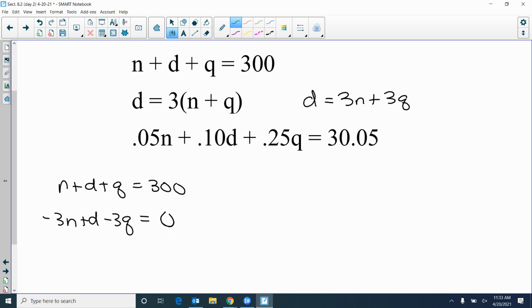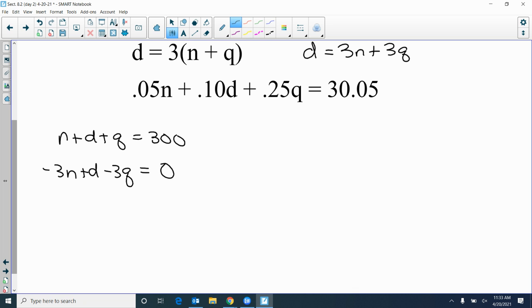0. You can do that. And sometimes people don't like to deal with decimals. What could I just make the bottom equation if I wanted to wipe out the decimals? Multiply it by what? Multiply it by 100, it moves the decimal point 2 places to the right. So it would be 5N plus 10D plus 25Q equals 3005.